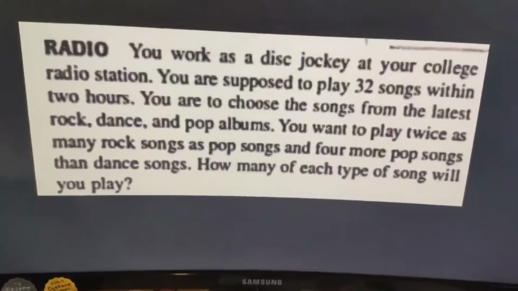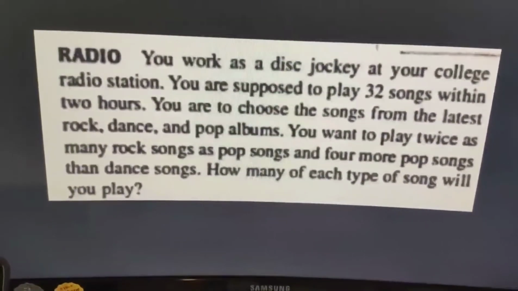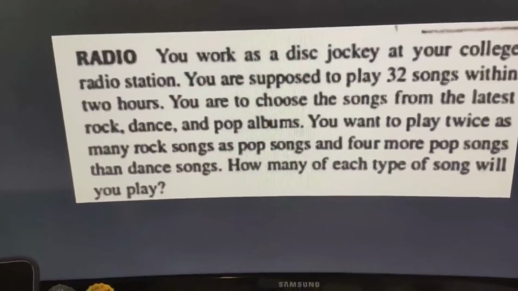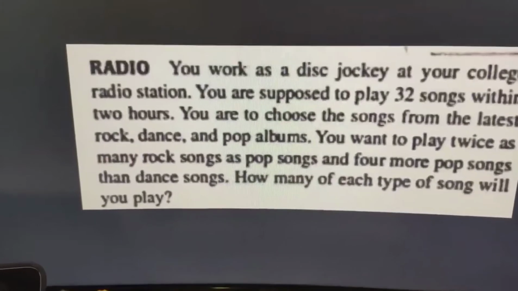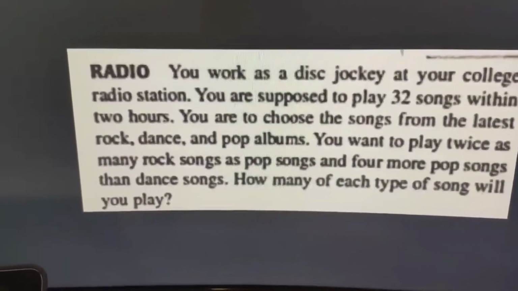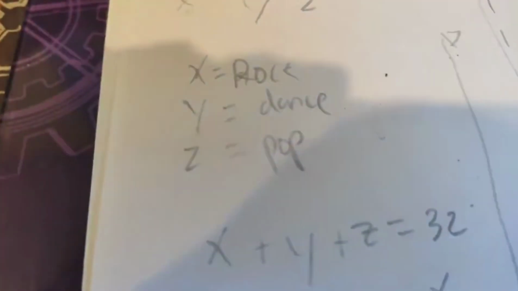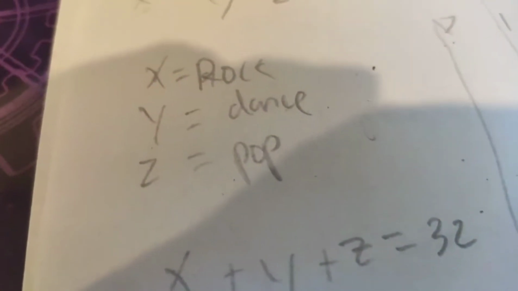You first want to find what you need in the word problem, and we find out we need to find how many rock, dance, and pop songs are going to be played. We know that we need 32 songs total, and we need to play twice as many rock songs as pop songs and 4 more pop songs than dance songs. So let's set it up as x equals rock, y equals dance, z equals pop.